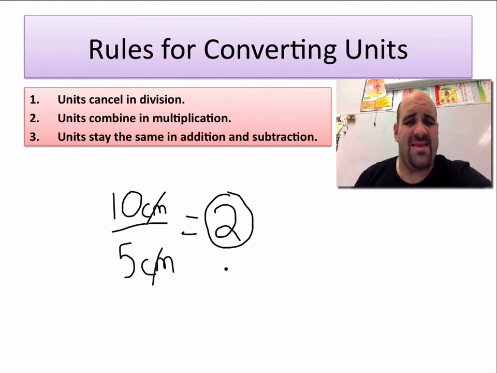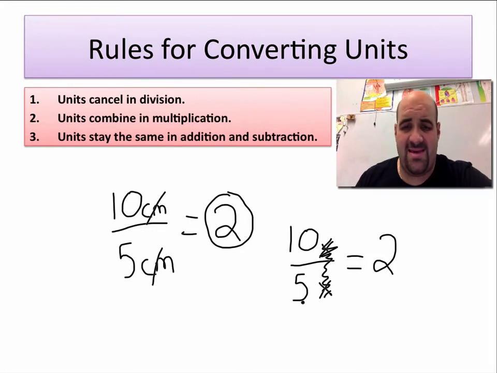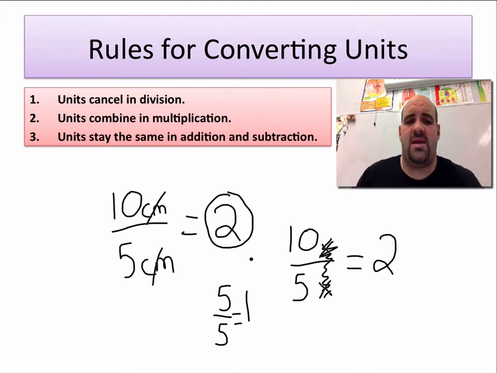What I often tell my students is to think of units like you would think of an unknown variable. 10x divided by 5x equals, same thing, 2. The x's will cancel, and x divided by an x is 1. Any number divided by itself is 1. 5 over 5 equals 1. 20 over 20 equals 1. So an x, which represents some number, divided by that same number, is always going to cancel. And the same thing happens with units. Units in division will cancel. When you divide two like units, they cancel.